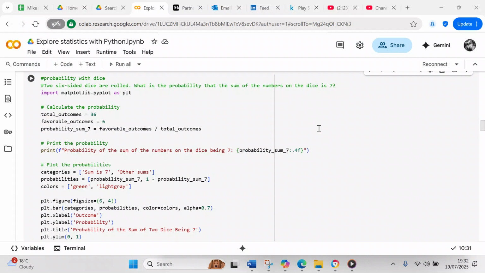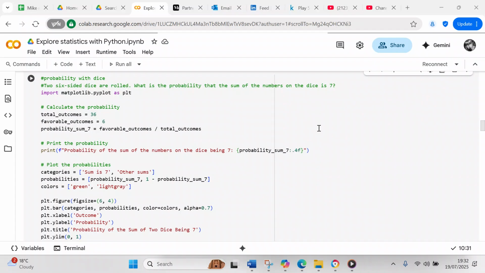In this particular video, we're going to go over a practice question concerning the probability with dice. So the question that we have is, two six-sided dice are rolled. What is the probability that the sum of the numbers on the dice is 7?